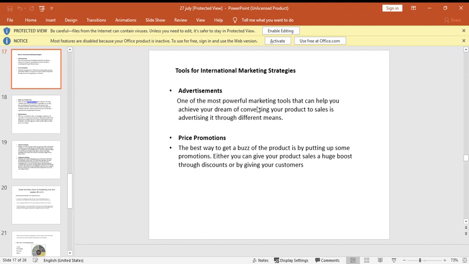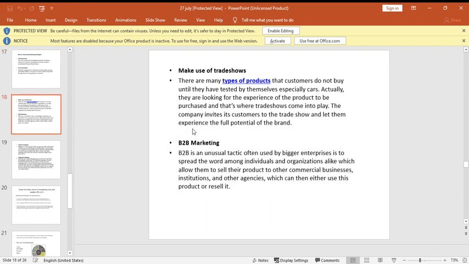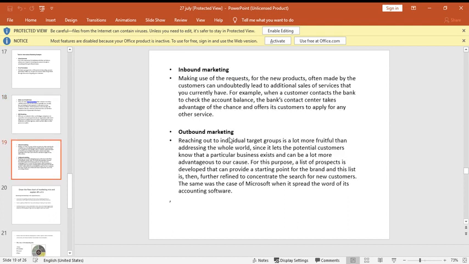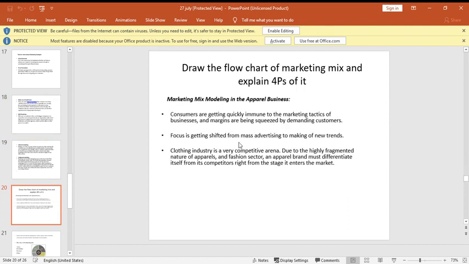That means through advertisements we can go, and through price promotions we can offer discounts, and make use of trade shows, that is exhibitions, and B2B marketing, which we have learned is reselling, and inbound and outbound.